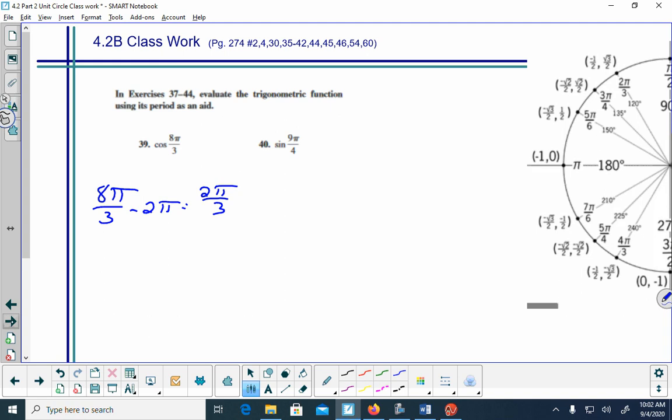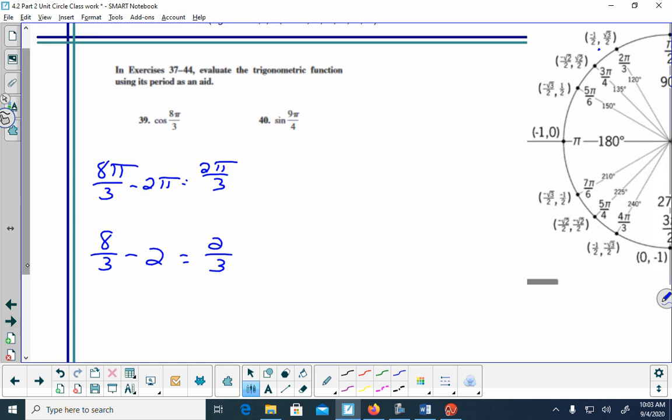And again, if you're not good with fractions, you're taking 8/3 minus 2 on your calculator. Your calculator will give you 2/3. You just have to remember to put the pi back in there. So the cosine of 8 pi over 3 is going to have the same terminal side as 2 pi over 3. So it's going to have this ordered pair here. So it just wants the cosine. So the cosine of 8 pi over 3 is going to be that x value, which is -1/2.